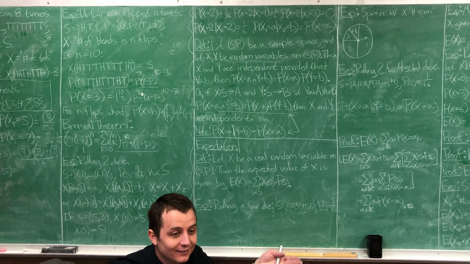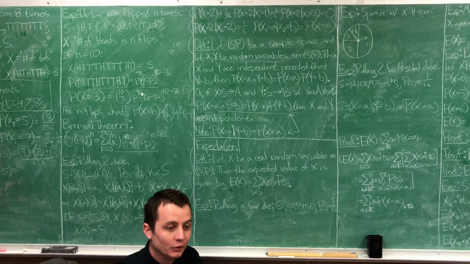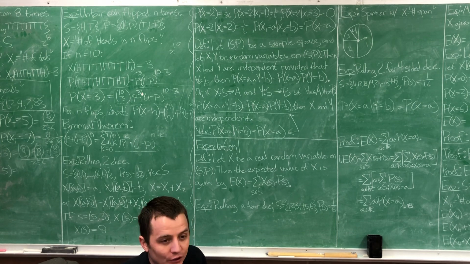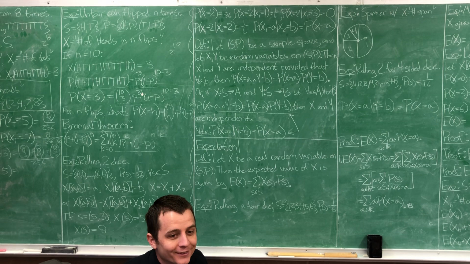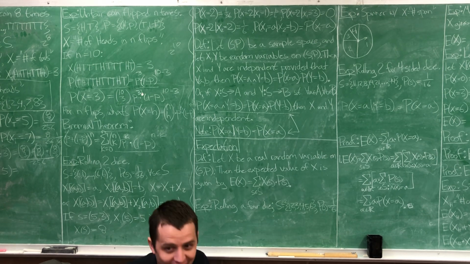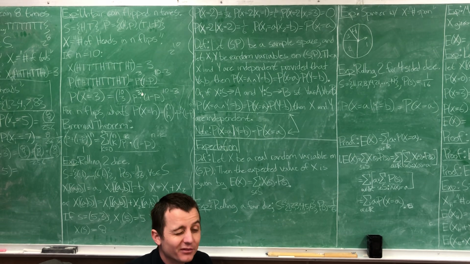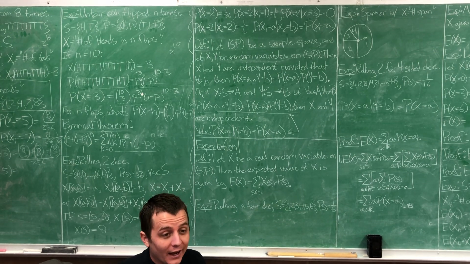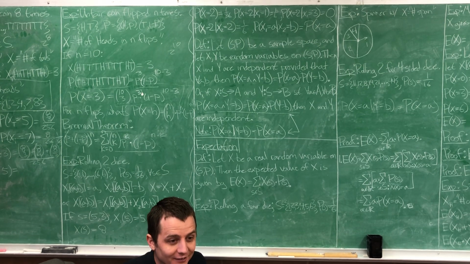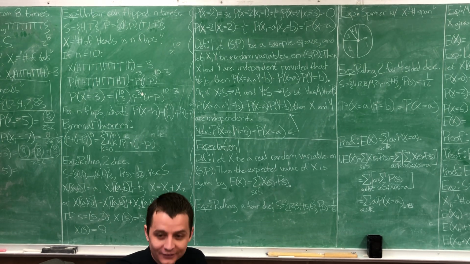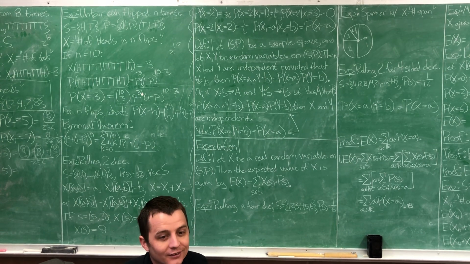Add them together, 2 plus 8 is 10. We added up two numbers. 10 divided by 2 is 5. What's the average of 2, 8, and 5? Still 5. 2 plus 8 plus 5 is 15. How many numbers did we add up? 3. So our average was 5, which makes sense. What's the average of 2, 8, 5, and 5? It's 5.